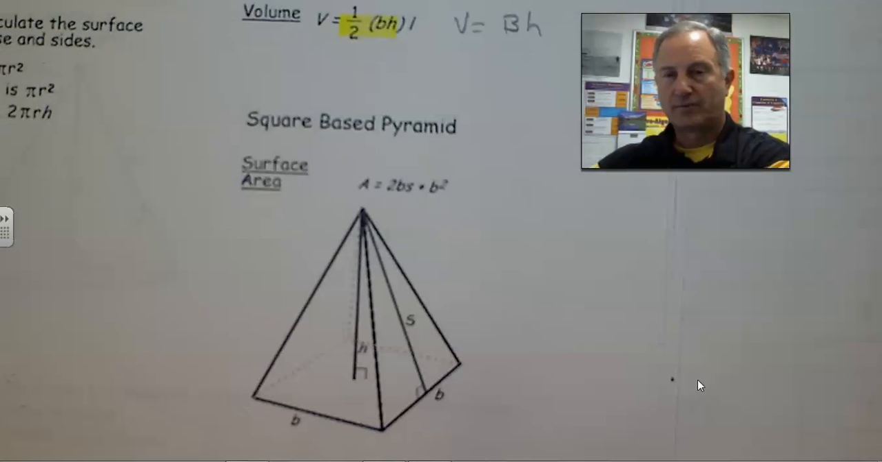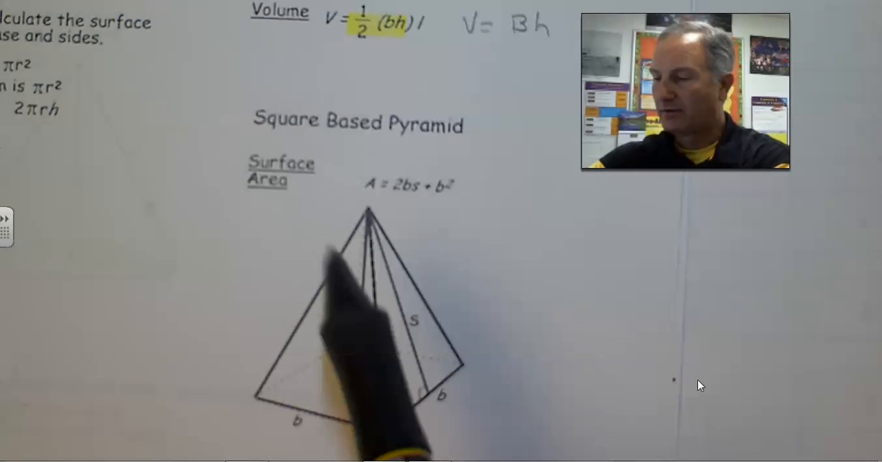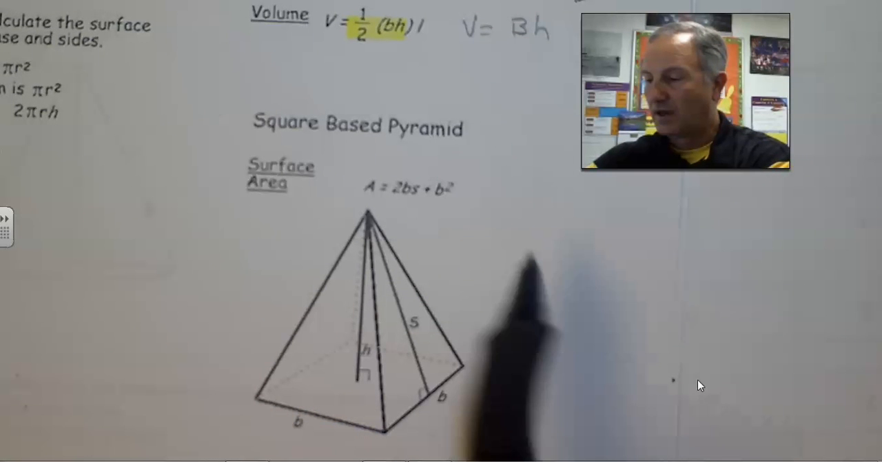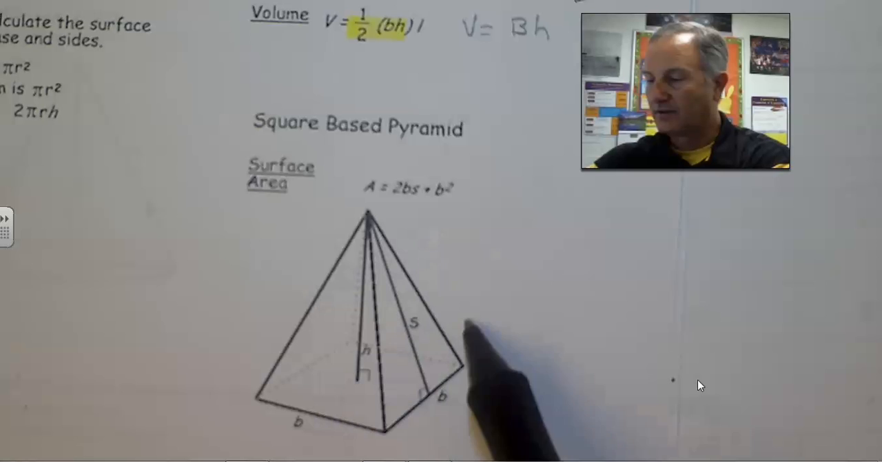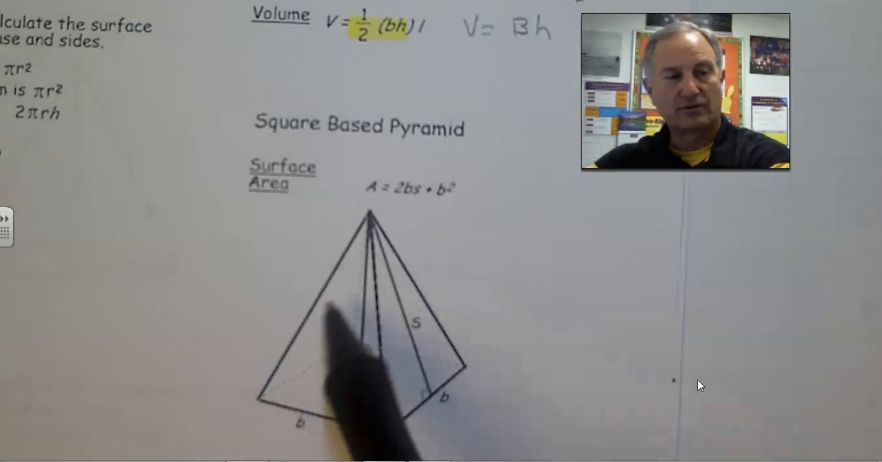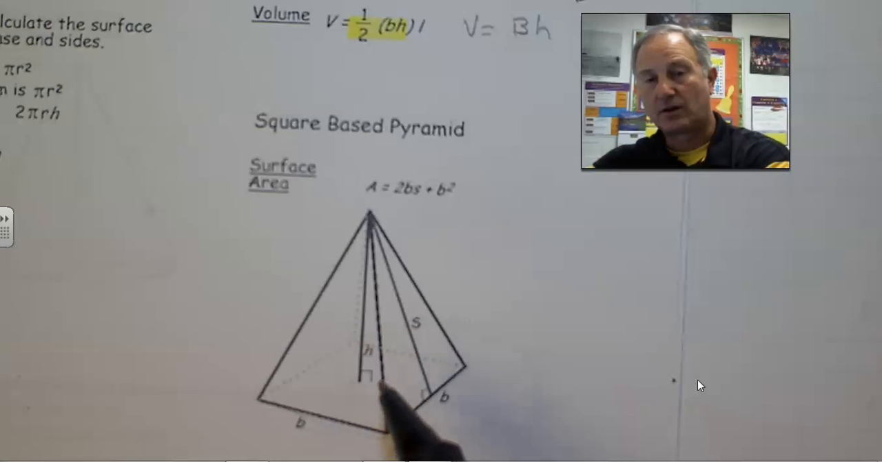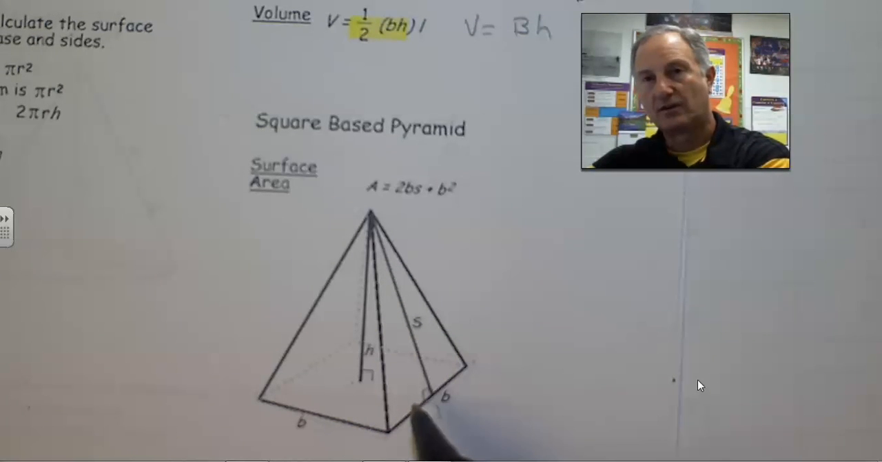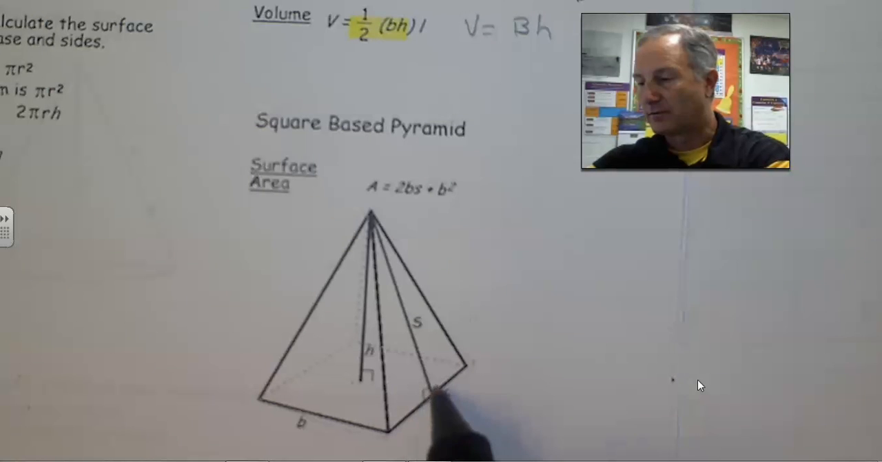Square base pyramid, you find the area of your base. In this case, it's b times b, or b squared. And then you've got 4 triangles in this case. Since it's a square pyramid, each of these 4 triangular sides has the same area. So it's 1/2 base times height. And this is S, slant height, because we're talking about the height of the triangle right here. So 1/2 B times S.